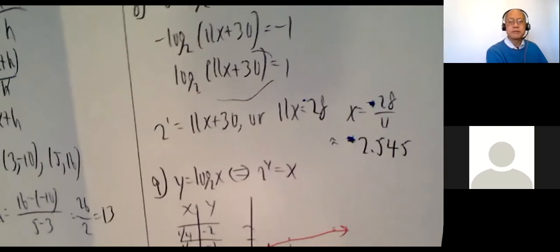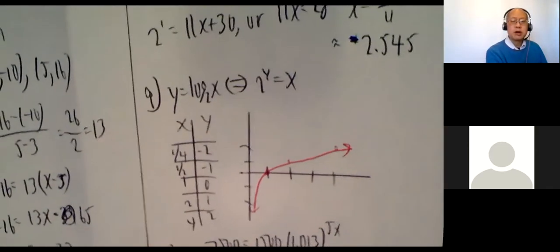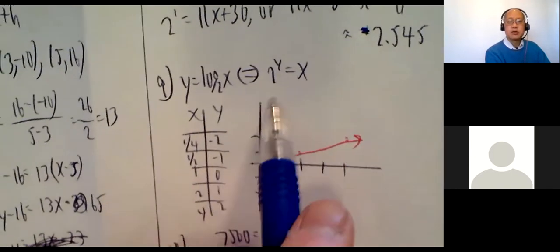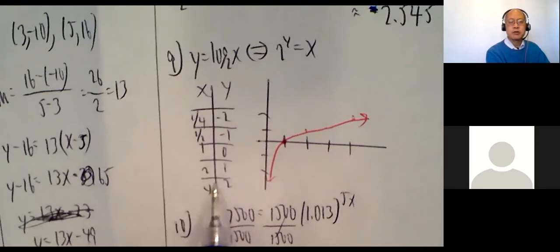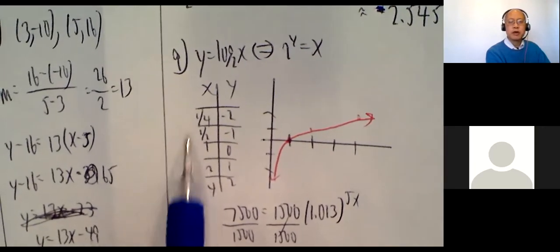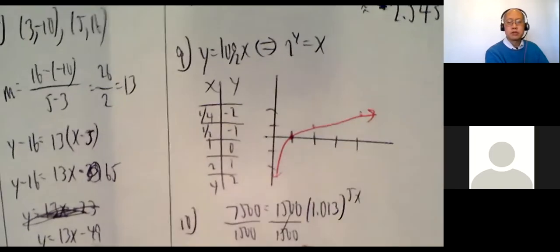Sorry about that. Number 9, y equals log base 2 of x. That's 2 to the y equals x. Made myself a little table. So I let y go from negative 2 to 2. X is 1/4, 1/2, 1, 2, and 4. Go something like that.